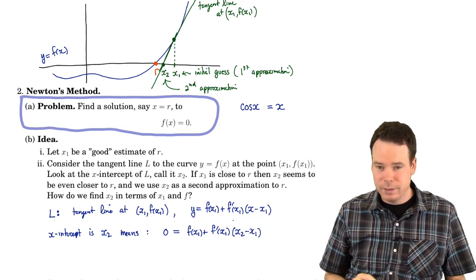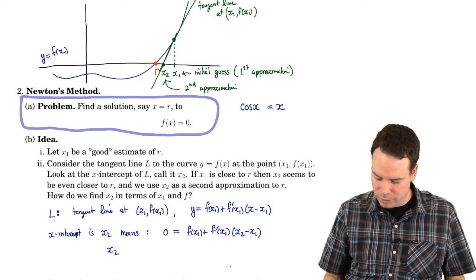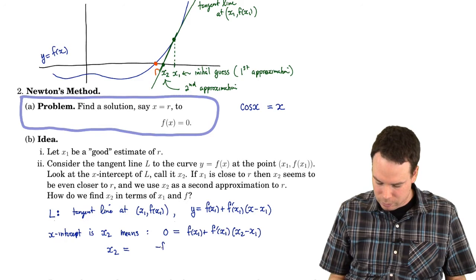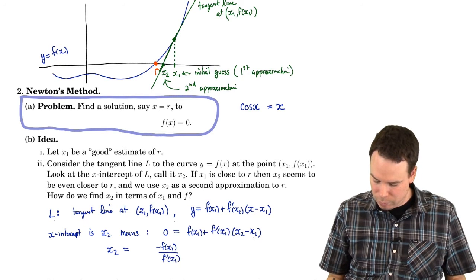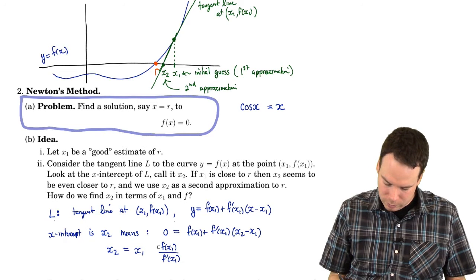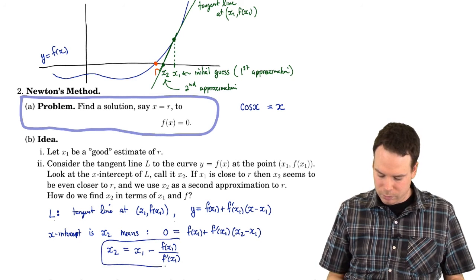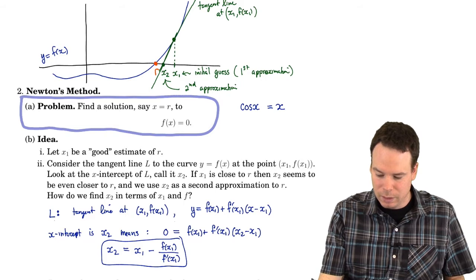x1 is this initial guess, this thing we know. x2 is what we want to find. So what we're going to do is solve this equation for x2. I'm going to push f of x1 to the other side of the equation as negative f of x1. Then I'm going to divide by f prime of x1. And then I'm going to push over the x1, and I'll just move this negative down front. And what we have is an expression now for x2 in terms of our initial guess, x1.